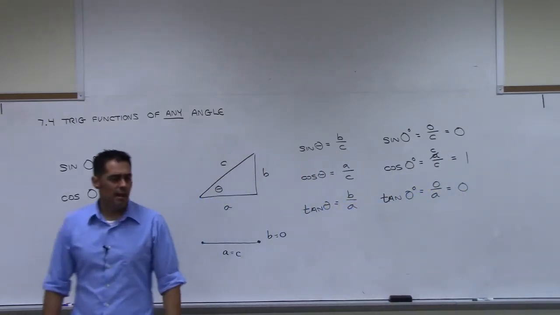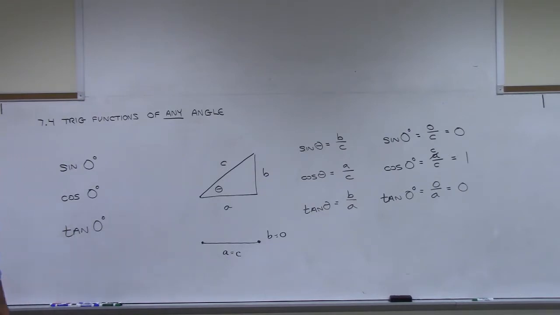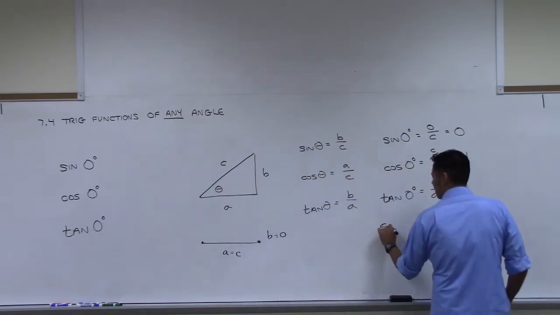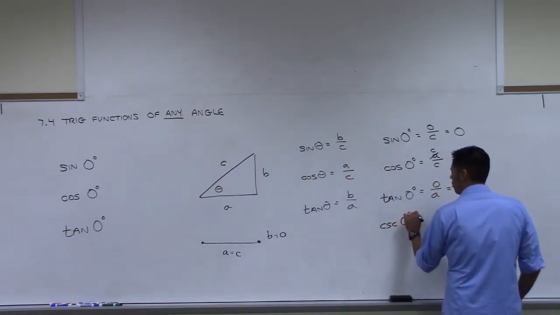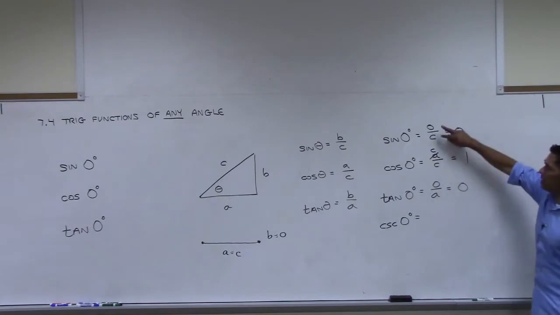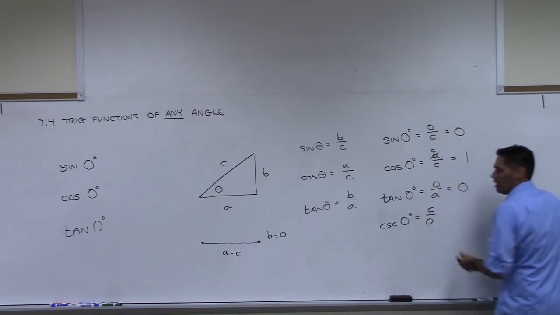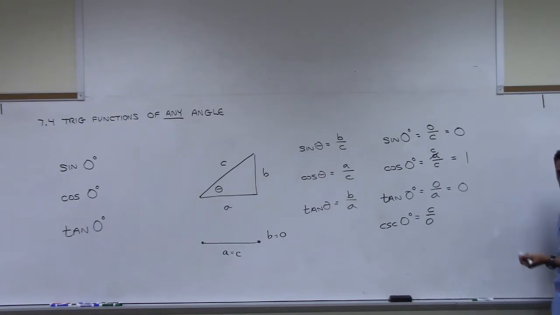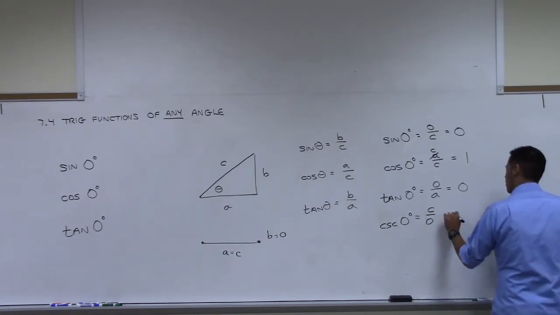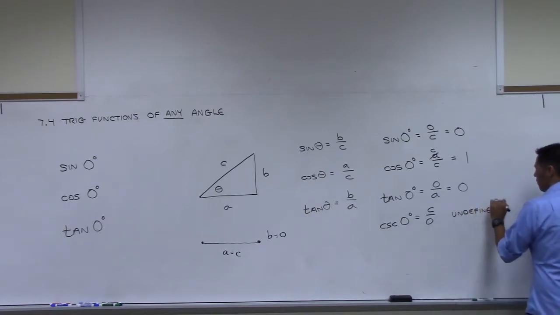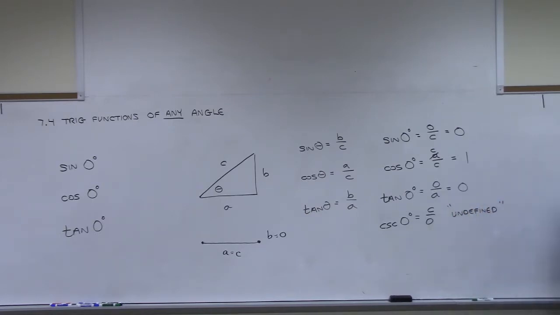I think now a more interesting question would be, what are the reciprocal functions? Undefined, 1, undefined. So cosecant of 0 should be undefined, because you're flipping these over and you're getting C divided by 0, and division by 0 is not allowed. It's undefined in our number system. So this would be undefined. We don't say no solution. We say undefined.